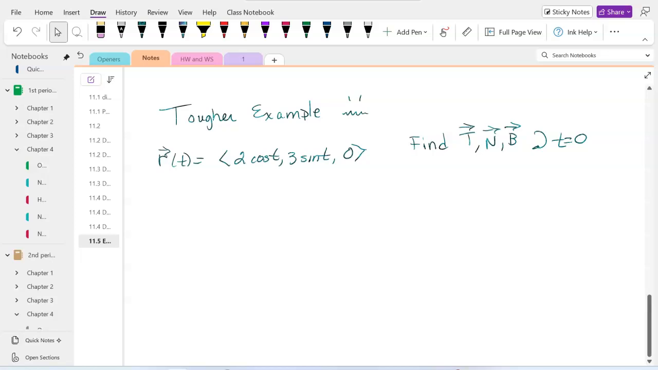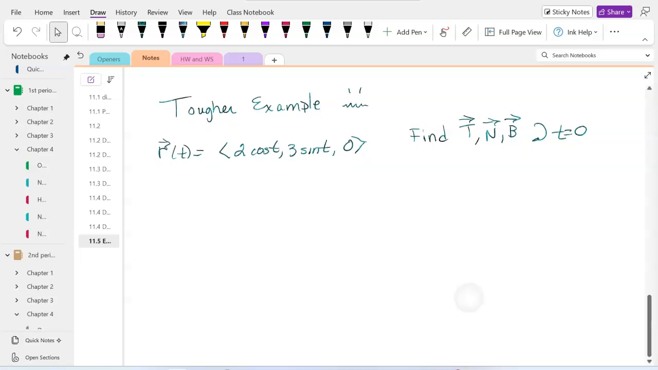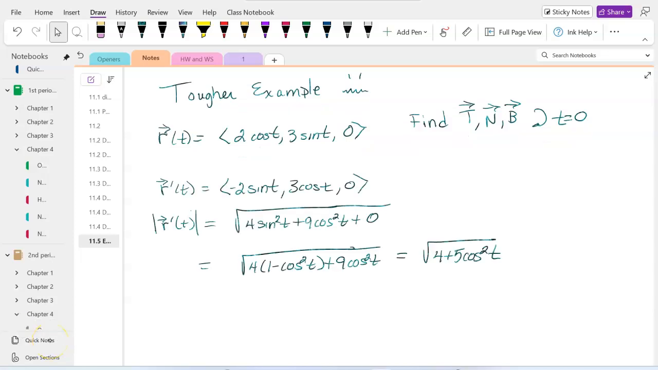And so we're going to have r of t is 2 cosine t, 3 sine t, 0, and we're going to find TNB at t equals 0. So what I'd like you to do is pause the video and find r prime and then the magnitude of r prime. Okay, I would love for you to pause the video and check your work against mine.